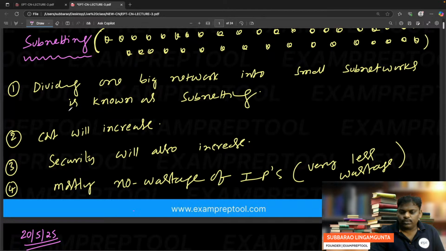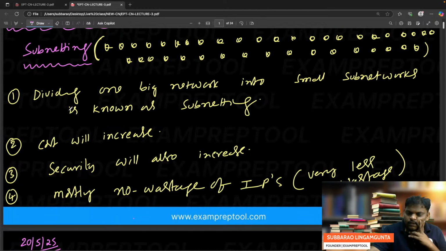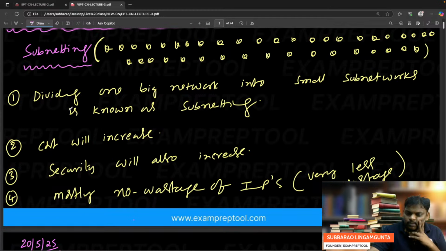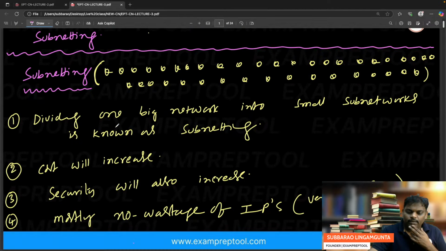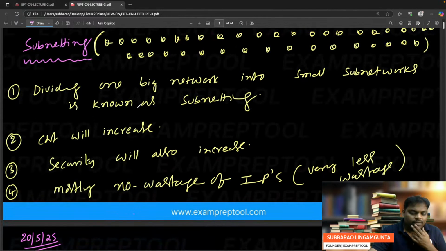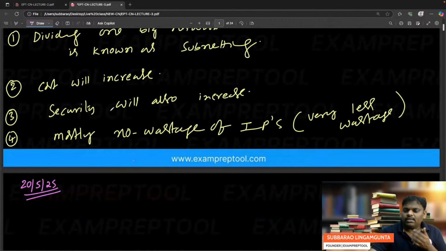If you see, the topic name is subnetting. I already told you the need for subnetting: a lot of IPs are being wasted. To stop the wastage, we go for subnetting. Subnetting is nothing but dividing one big network into some small sub networks. Cost will increase because more networks are there, and maintenance cost will increase. Security will also increase. Mostly there is no wastage of IPs. I think you will get the clarity now.